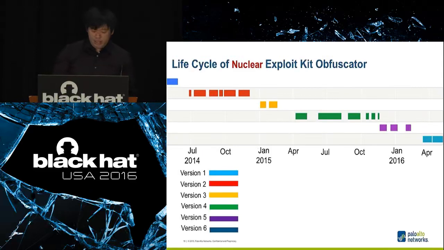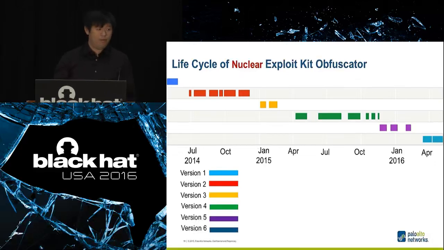To better understand the exploit kit obfuscator, we also draw the timeline of obfuscator life cycles for each exploit kit family. This is the first work that tries to use the obfuscator life cycle to represent the evolution of an exploit kit family. This figure shows the life cycle of the Nuclear obfuscator over a 2 year period. Each line represents an obfuscator version, and each block in the line represents an obfuscator variant.